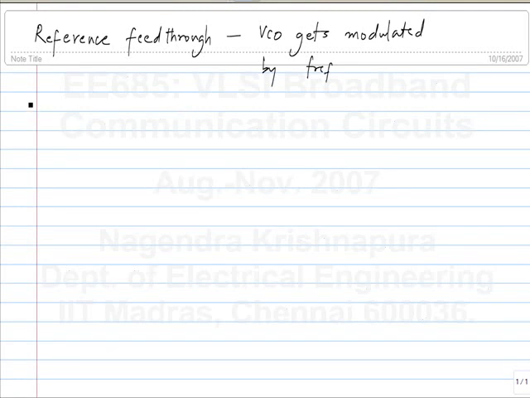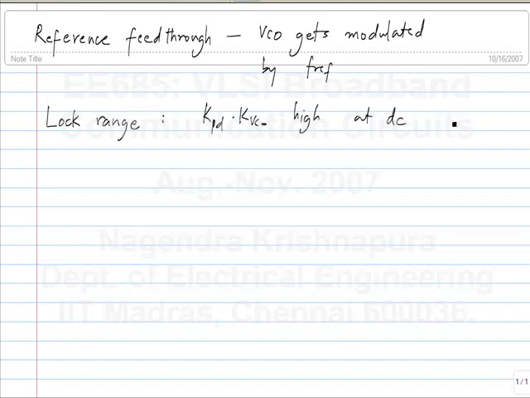Now, we also later saw that for the lock range, we need to have KPD times KVCO high at DC. I mean, we have taken a case where KVCO and KPD happen to be constant over all frequencies, but what is relevant for the lock range is the DC values of KPD and KVCO. Is this clear?